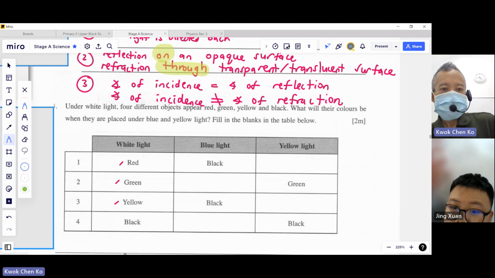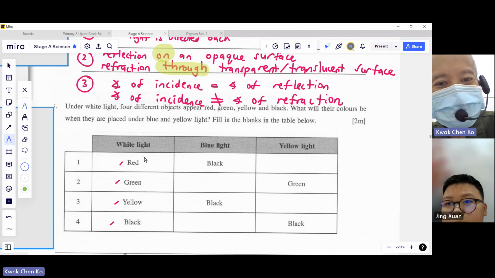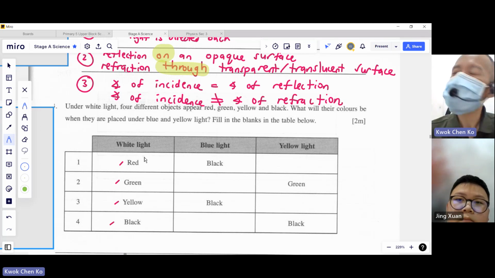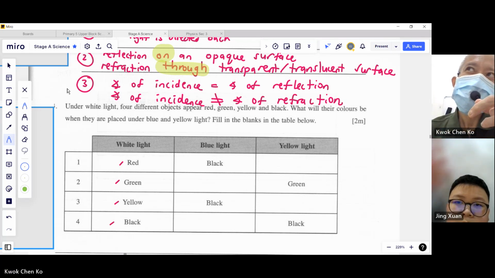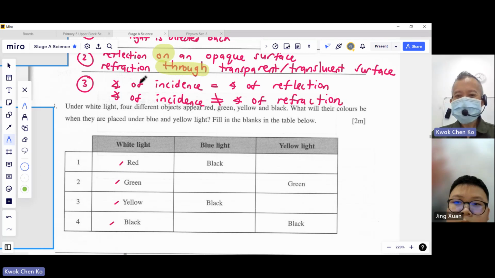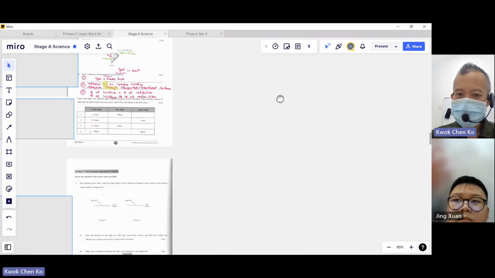So the 4 objects. Under blue light, it appears black. Under yellow light, black. This one is tricky. Maybe does your school teach this one, the different colors? Your school does, right? It does. That one, you have to look at the color view, which I didn't mention last week. Let me see, where's my color view?